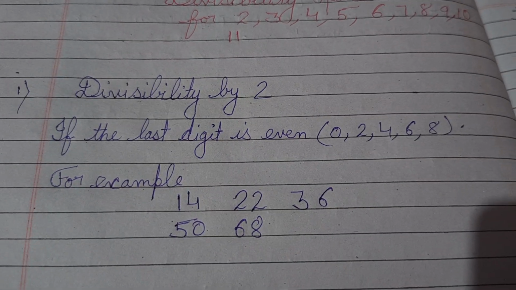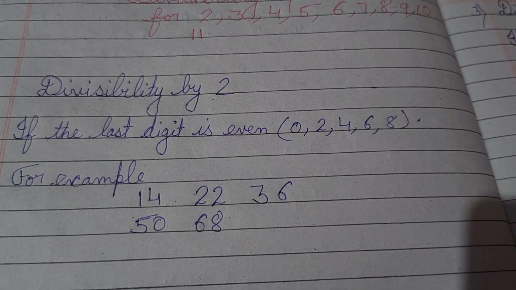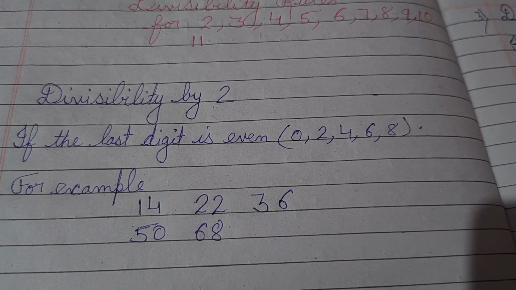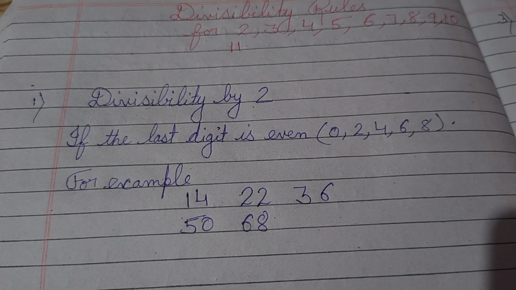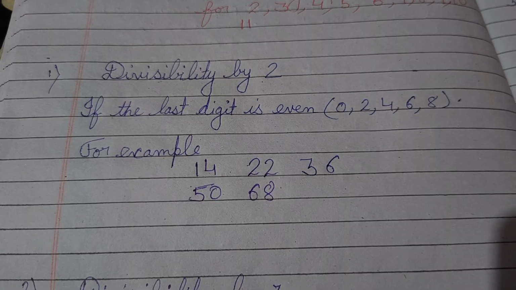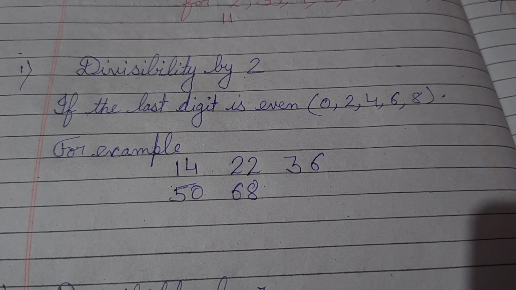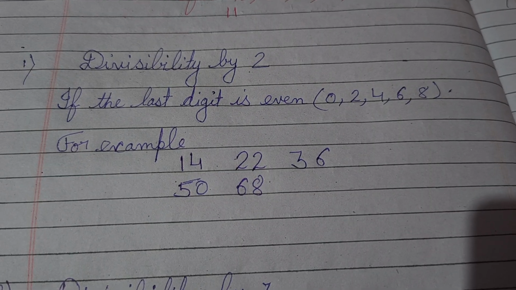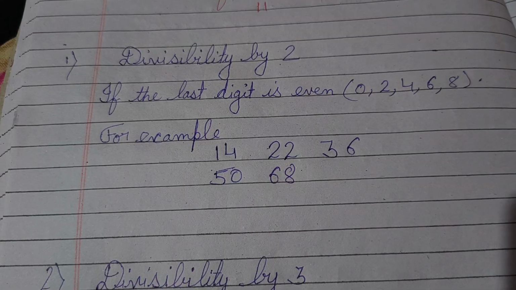If the last digit of a number is even, like 0, 2, 4, 6, 8, then the number is divisible by 2. For example, here are the last digits 4, 2, 6, 0, 8, which are even numbers, students. So these numbers are divisible by 2.